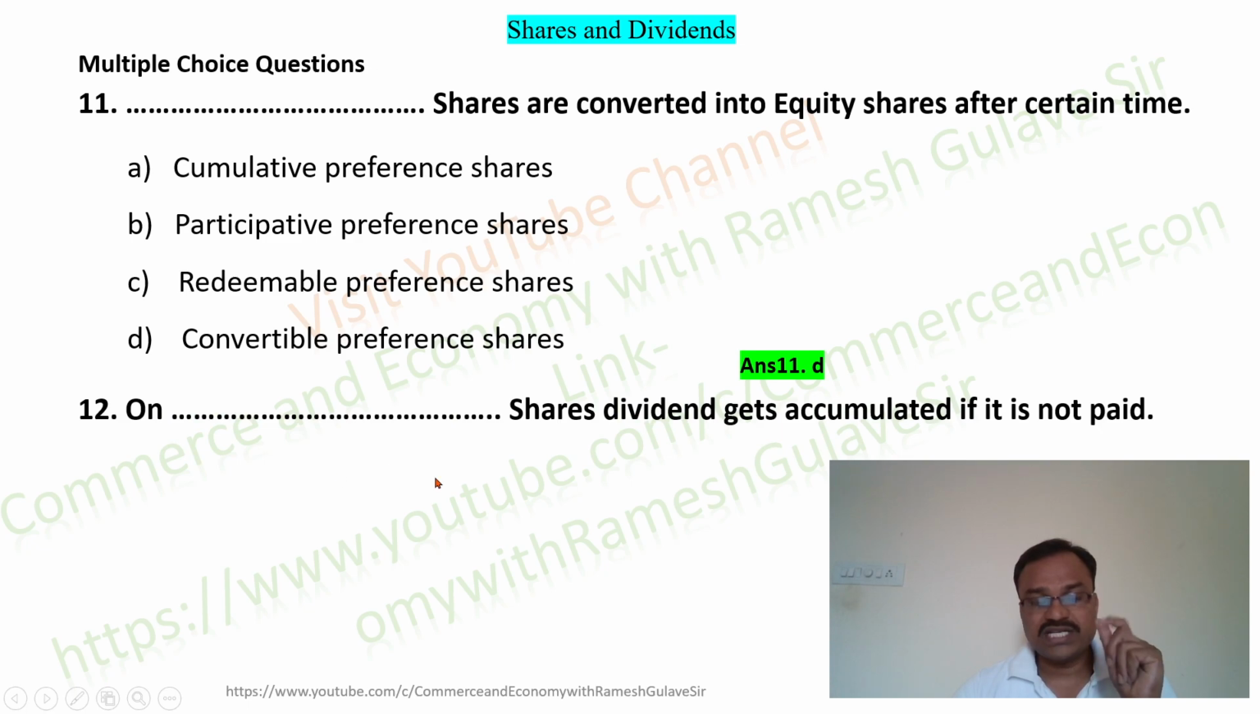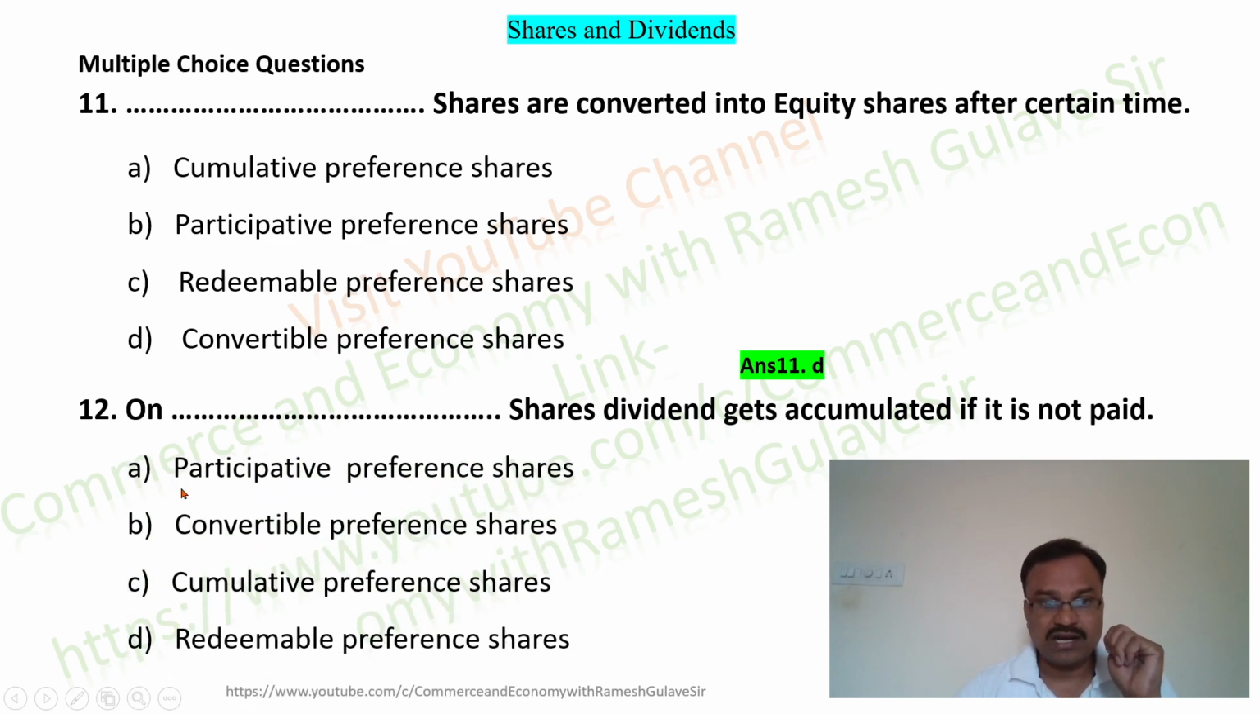Let us move on to the next question. The next question says on dash shares dividend gets accumulated if it is not paid, and the options are participative preference shares, convertible preference shares, cumulative preference shares, redeemable. See, now dividend gets accumulated, so these shares are cumulative preference shares. On cumulative preference shares dividend gets accumulated if it is not paid in any year. So the cumulative preference shareholder has the right to get that arrears in future years, right?